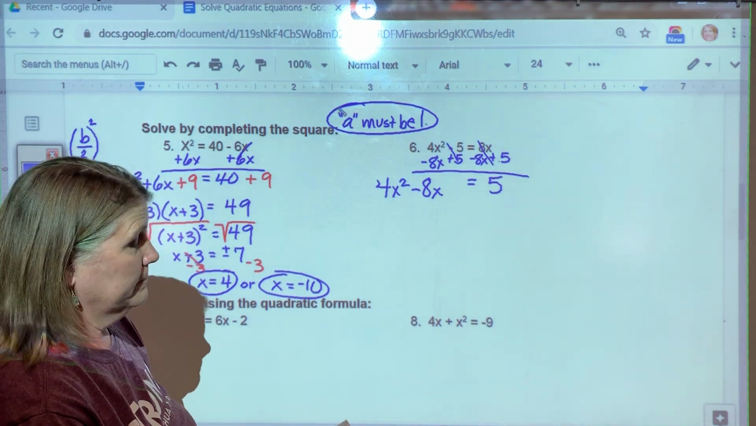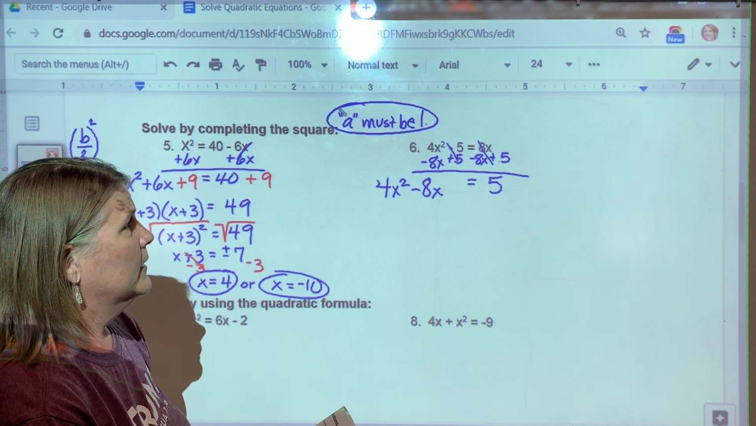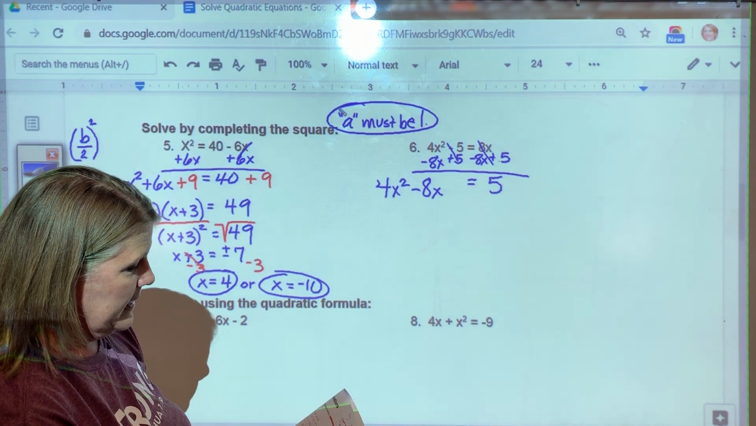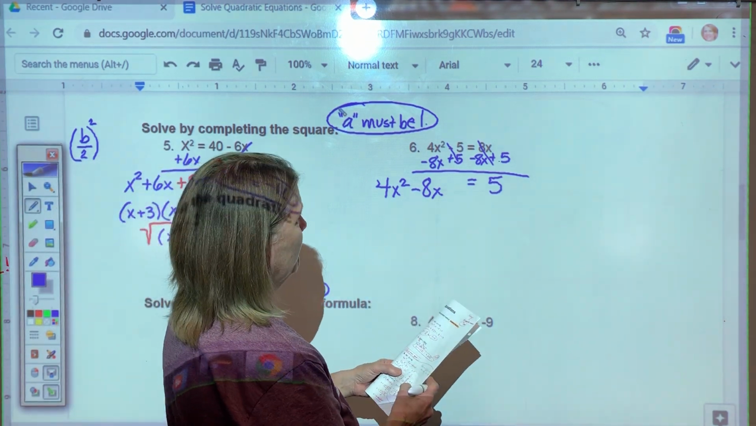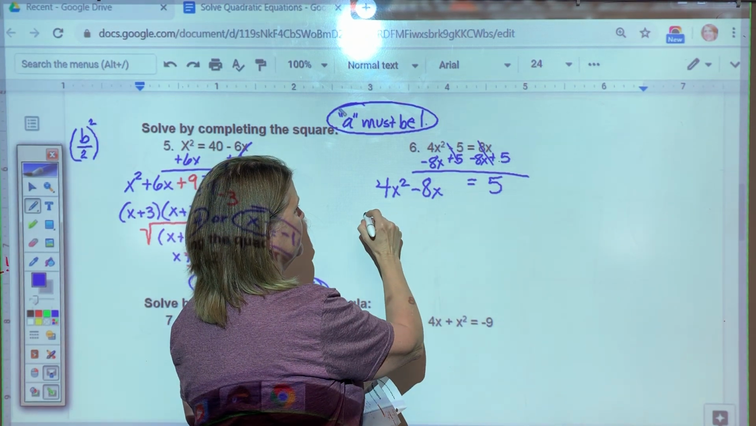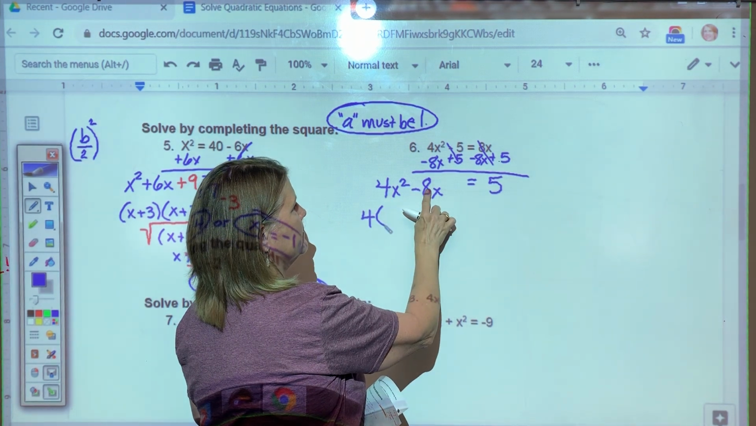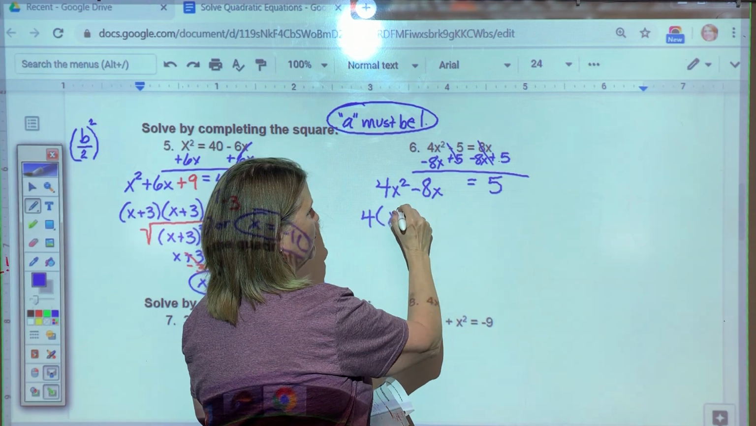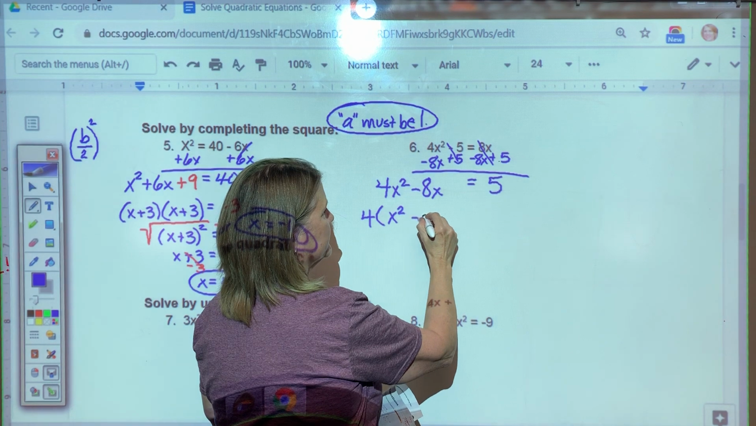So for that to happen, I need to do a couple of things. One of the things that I could do is factor out a 4. I guess we could kind of look at that right now. If I factor out a 4 from this before I get busy doing the rest of it, because they both have a 4 in common, that would leave 4 times x squared would give me this 4x squared, and 4 times negative 2x would give me this negative 8x.